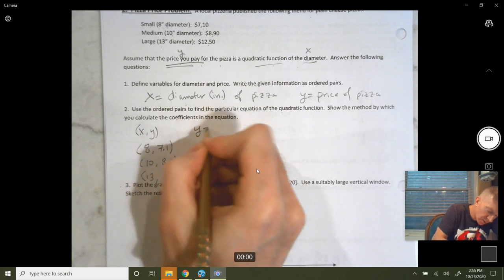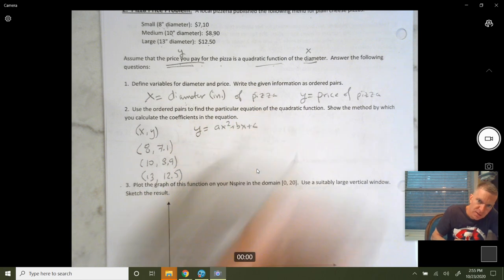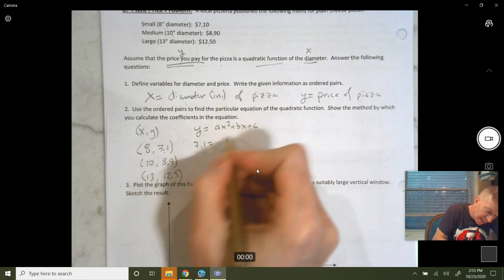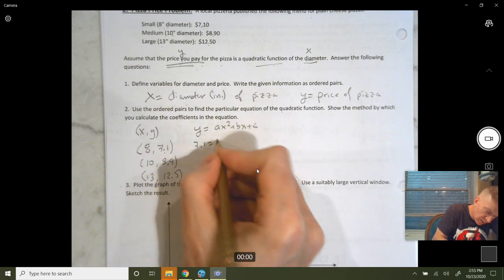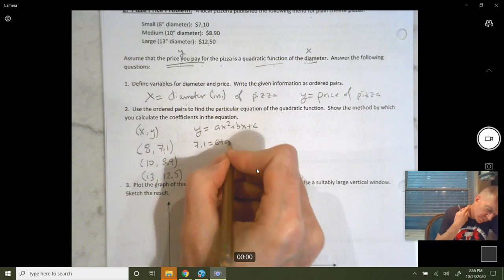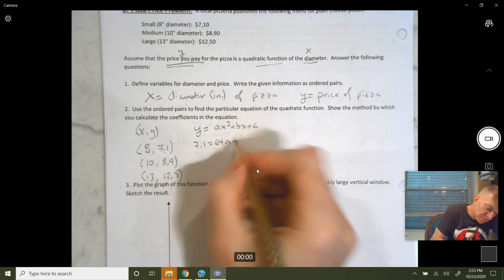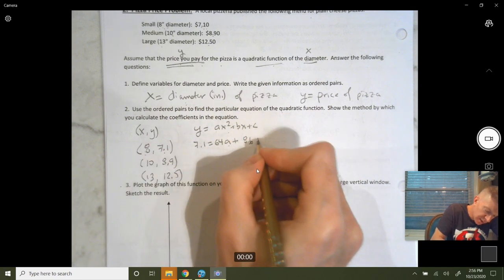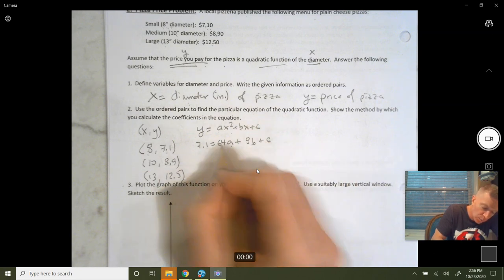Remember, y equals ax squared plus bx plus c. So your y value, 7.1, equals a times x squared. Your x is 8. 8 squared is 64. A, remember, that's your variable. Plus b times x, b times 8, 8b, plus c. And that c is just 1c, so your coefficients are 64, 8, and 1.